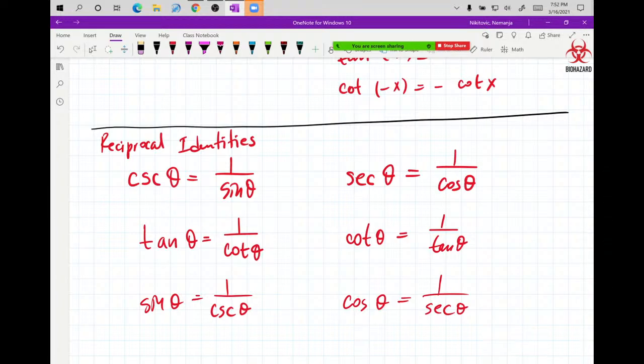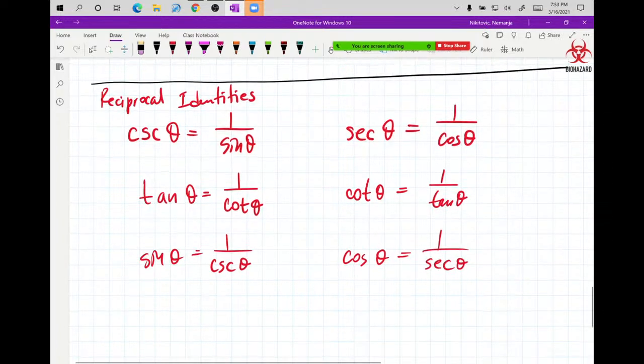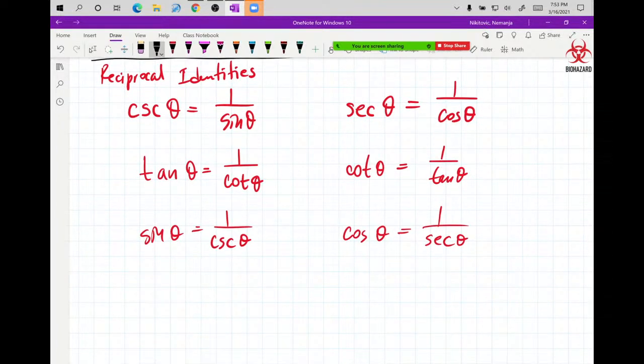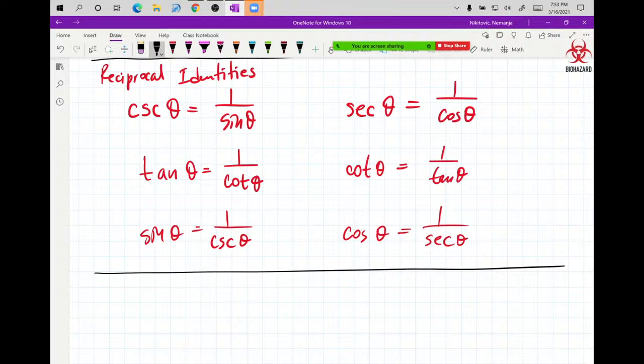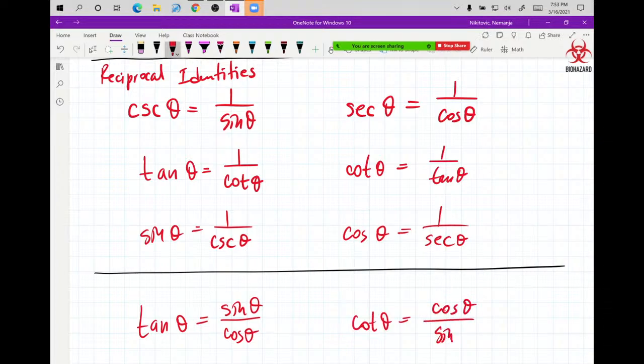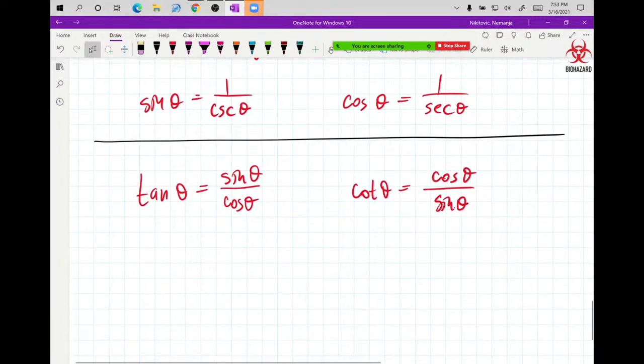So we have that, and then we also have, because again, those in the right triangle line up the sides, that the tangent theta is sine theta divided by cosine theta, and the cotangent theta is the cosine theta divided by sine theta. Now, this is something that, again, you can easily prove using those opposite and adjacent and all that stuff.